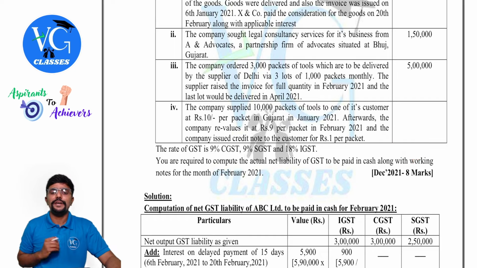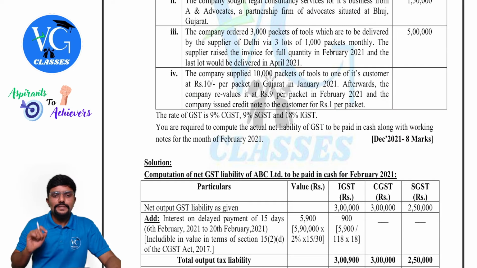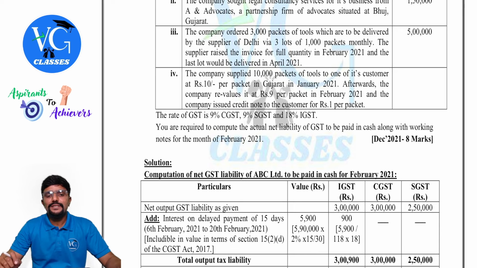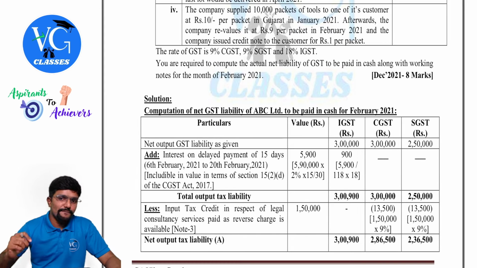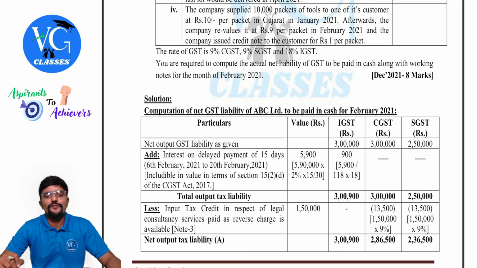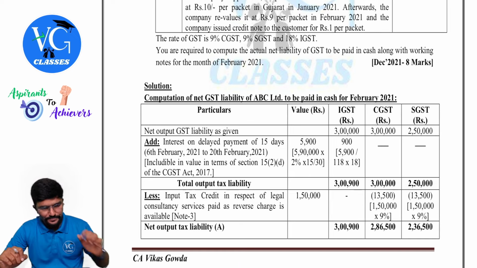You cannot reduce it. The rate of GST is 9% CGST, 9% SGST and 18% IGST. You are required to compute the actual net liability of GST to be paid in cash along with working notes for the month of February 2021. December 2021, 8 marks, guys.